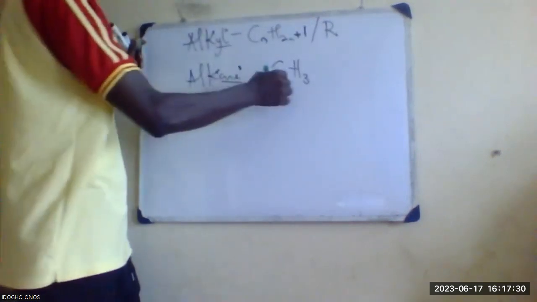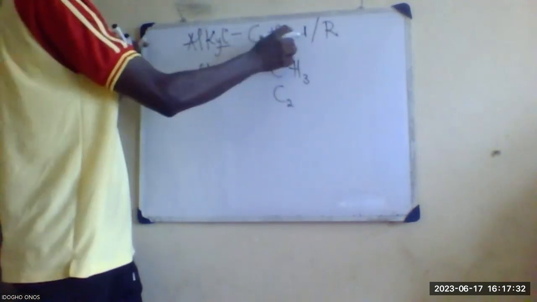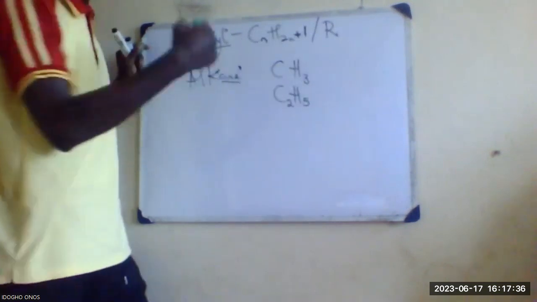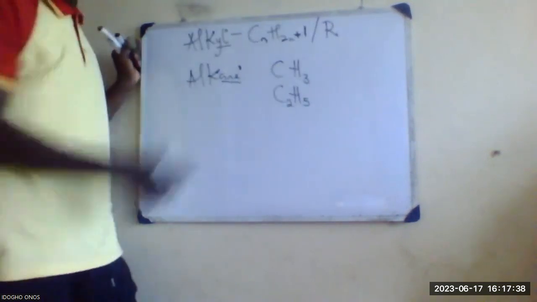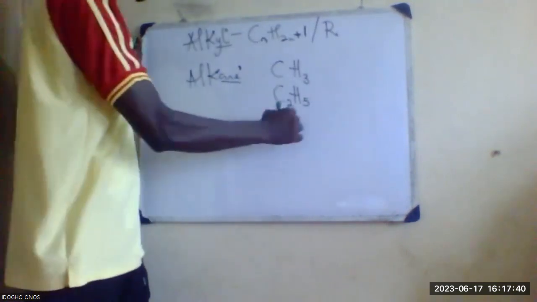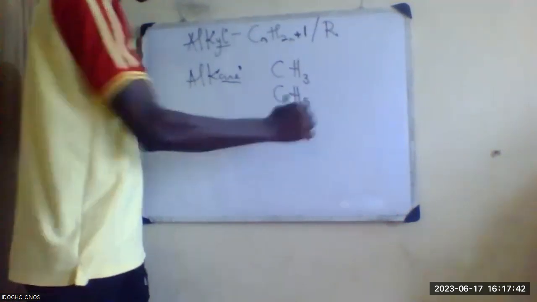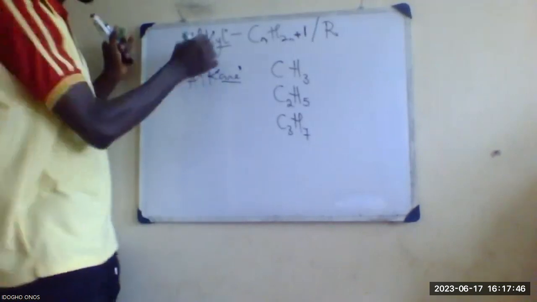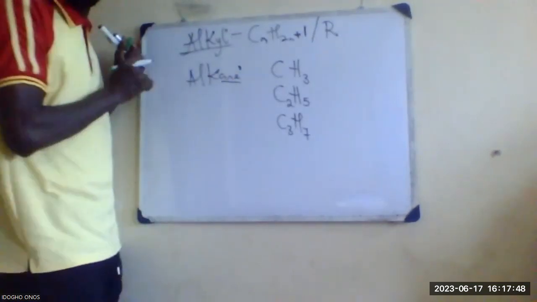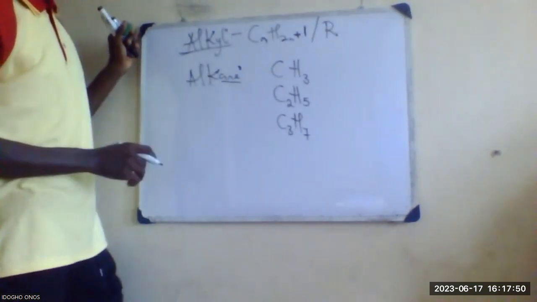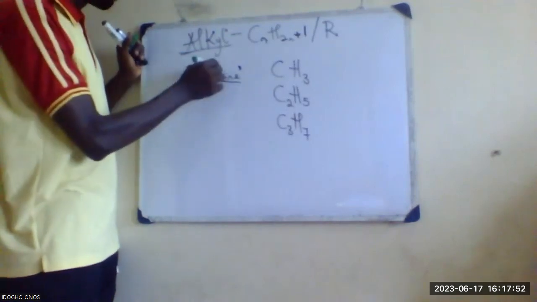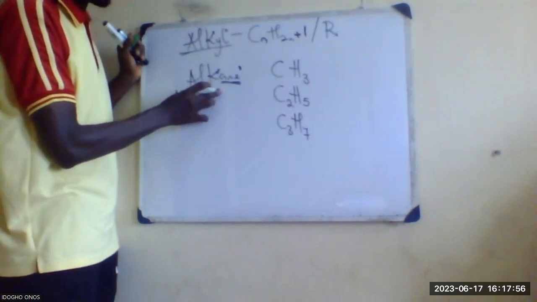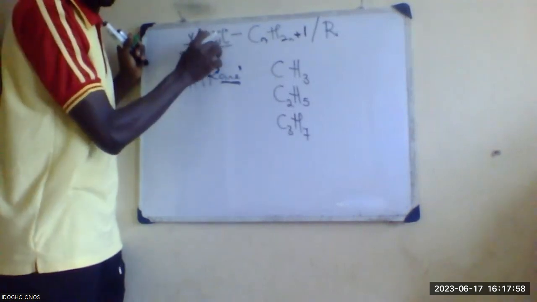The second member will be C2, 2 times 2, 4, plus 1, 5. C2H5. Still the same process. You add 1 carbon, you add 2 hydrogen. This will be C3H7. Now, because it's an alkyl group, YL, remember I said it is named by removing the ANE ending of the parent alkane and replacing it with YL.